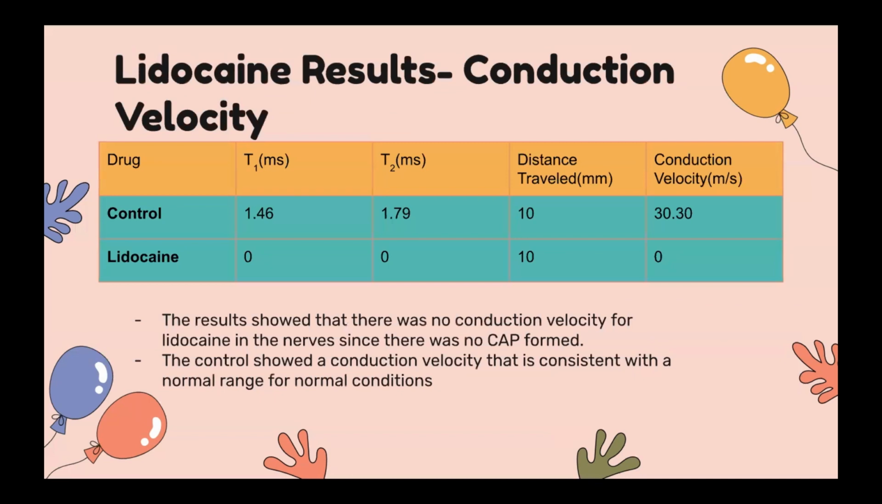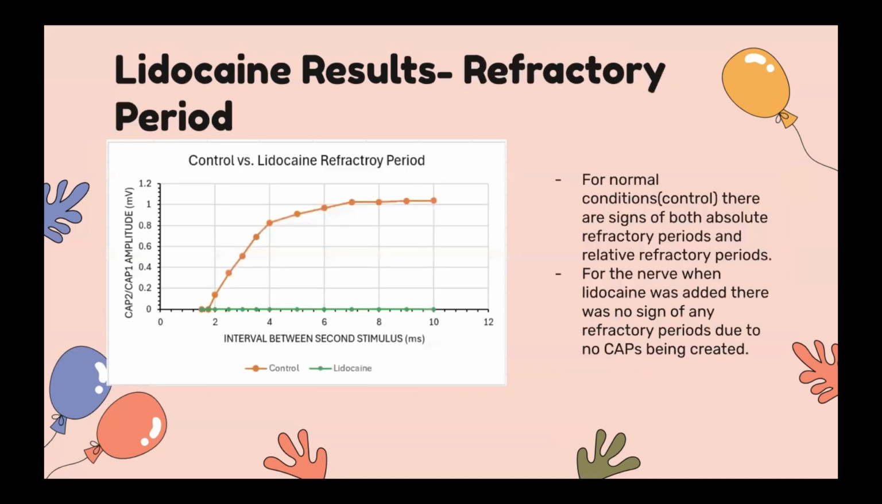For conduction velocity, it was the same thing. There were no caps in order to measure any time between T1 and T2, eventually leading to no conduction velocity at all. And for refractory period, it would be the same. Since no caps were formed, there was no way to see any refractory period being formed, since no stimulation would cause any cap to form with lidocaine in the nerve.